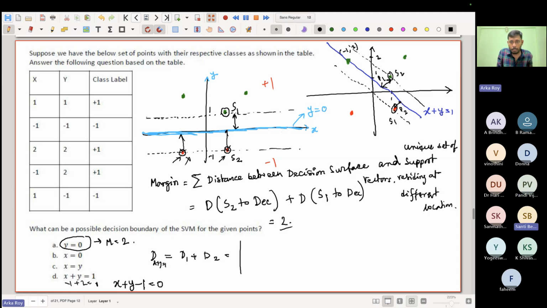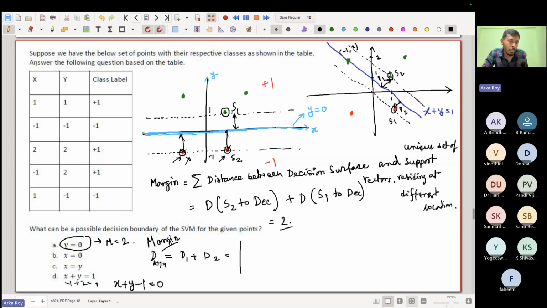Sir, what did you write here? Distance with a suffix equals D1 plus D2. What is the distance of... so the margin, I have to calculate the margin. So this is m, let's say I am calculating. And what is that written here, D with some suffix? Achha, like what? This one.